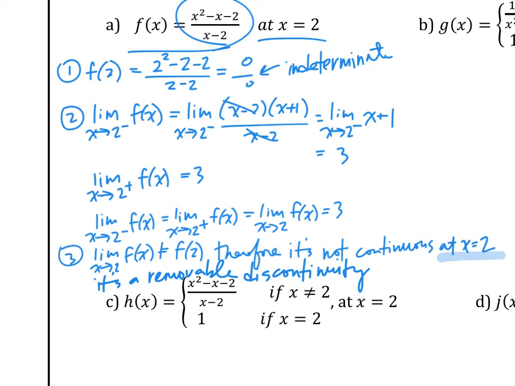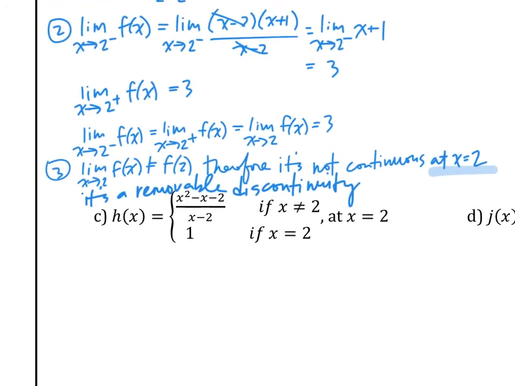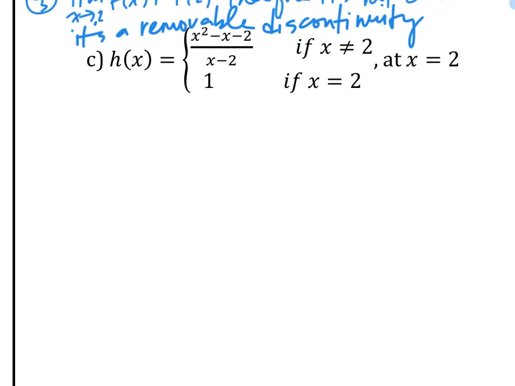All right. Let us, or let you try this one. H of x equals piecewise: this same function if x is not equal to 2, and 1 if x is at 2. Is it continuous at 2? And then if it's not, what kind of discontinuity does it have?